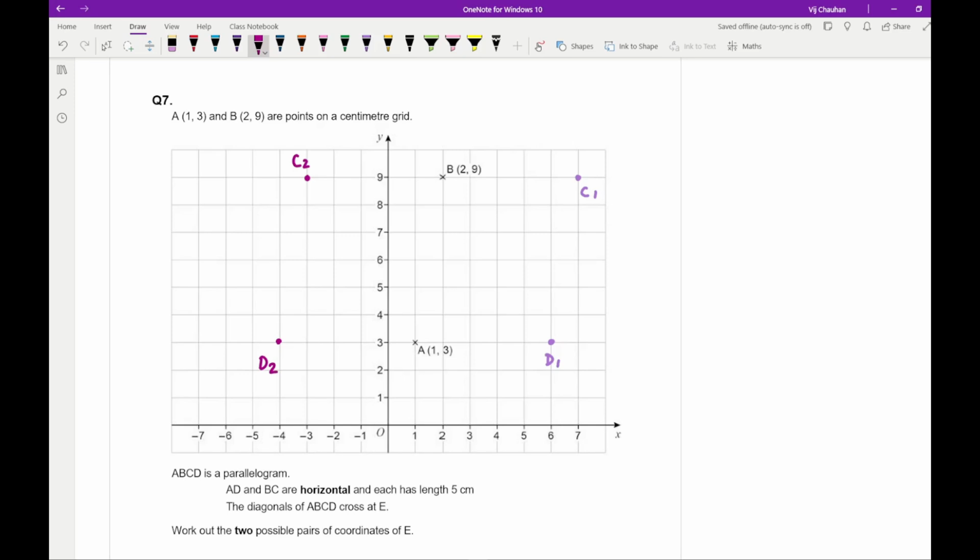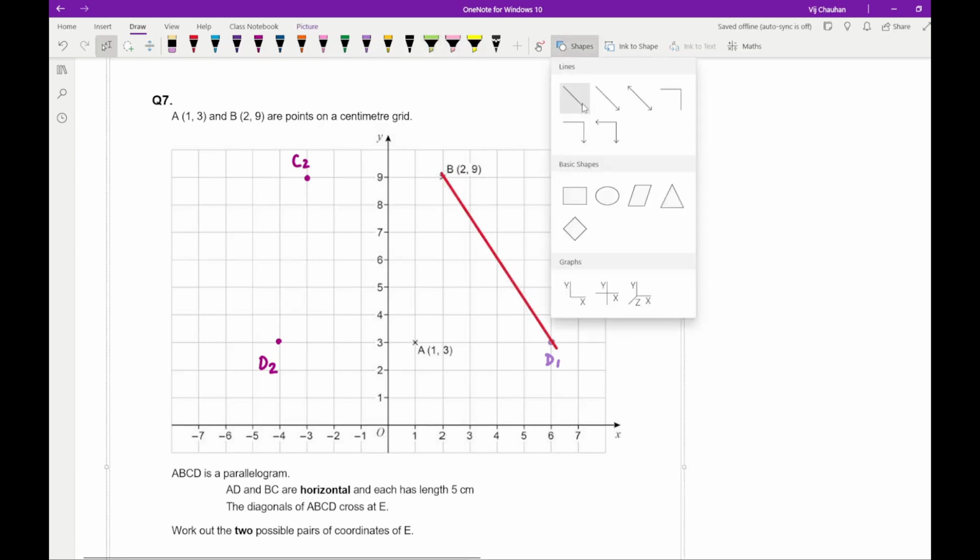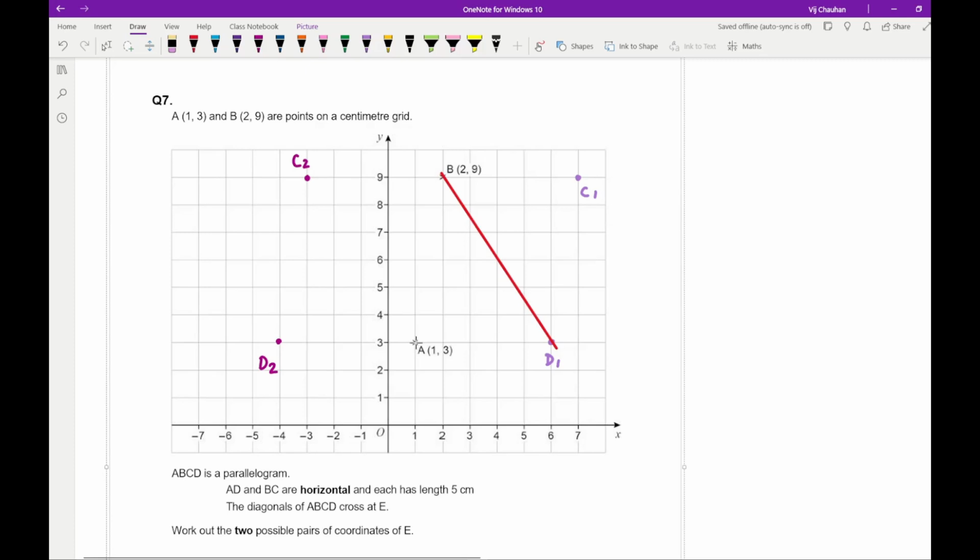Now all that's left for us to do is to draw the diagonals to find out where the possible values of E could be. So with a ruler, we just need to draw a line, or the diagonals through those points, like so, and then do another one, this time from A to C. And so, as you can see, one possible coordinate is going to be this point here, which is 4, 6.